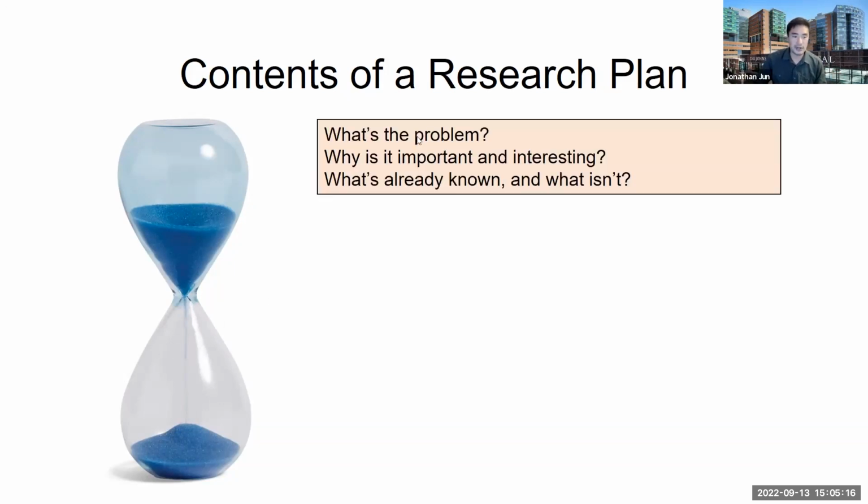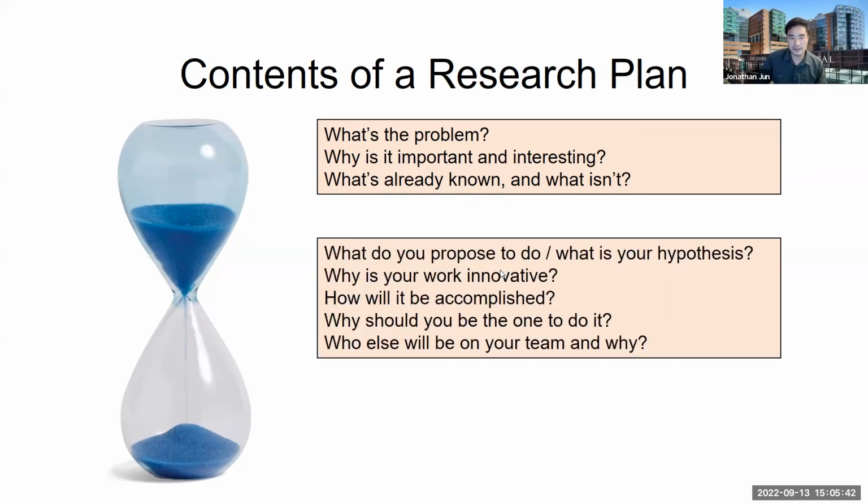So first off, we're going to talk about what's the problem, right? You need to communicate why is it important, why is it interesting, what's already known and what isn't. Obviously, we all come to this process with bias. We think our problem is the most important, interesting thing in the world, but unless your audience thinks so, you're not going to get very far on a grant review. So you really need to communicate succinctly, clearly, the importance of the problem and why it's interesting.